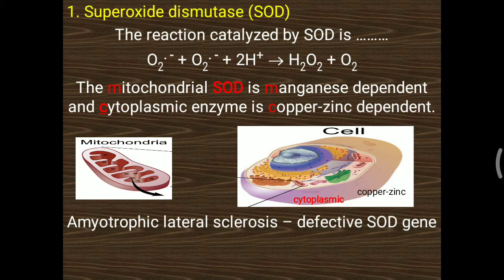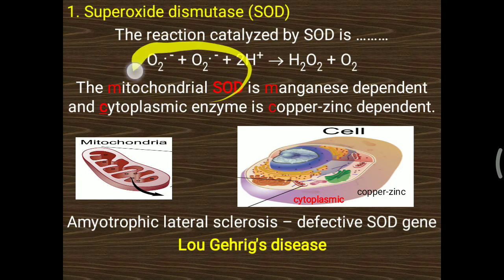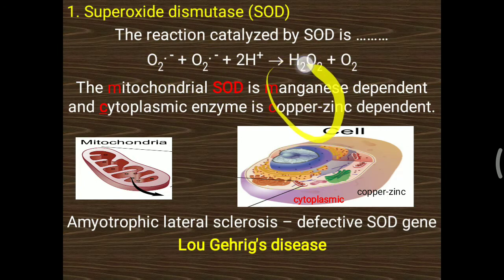Amyotrophic lateral sclerosis is a kind of disease that occurs when the gene for the production of this enzyme is defective. It was first identified in Lou Gehrig, a sportsperson, captain of a baseball team in America, so it is also sometimes known as Lou Gehrig's disease. So that is one enzyme, superoxide dismutase, which converts this free radical into hydrogen peroxide.